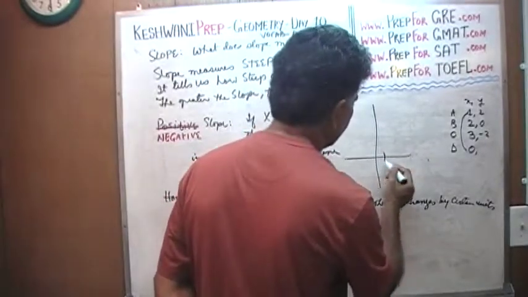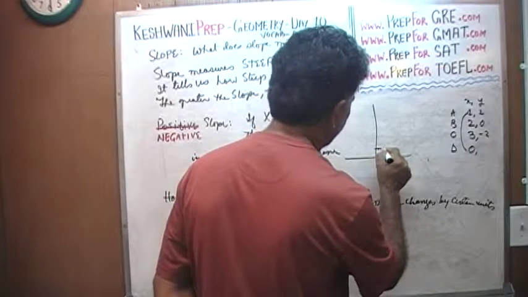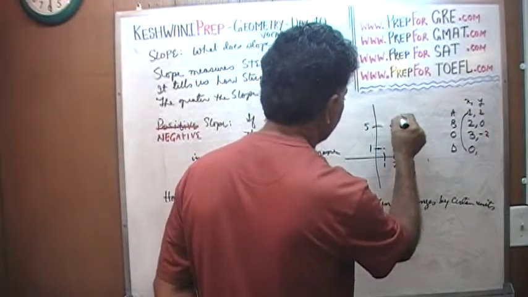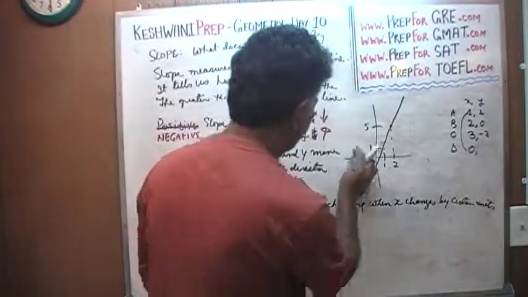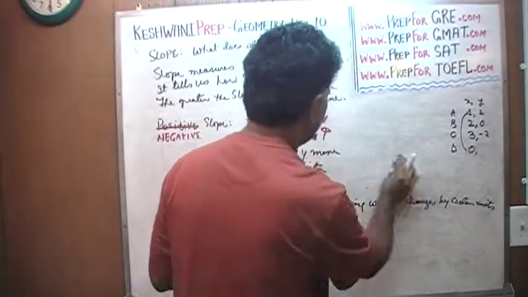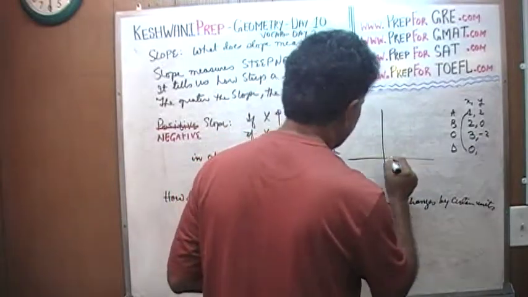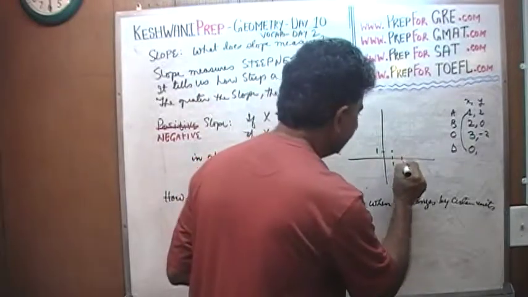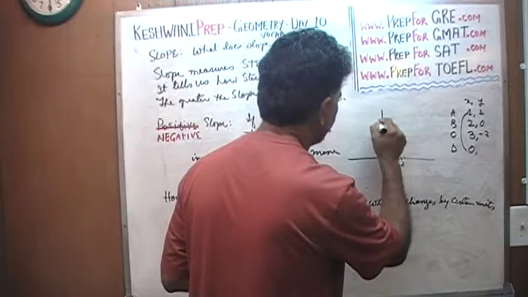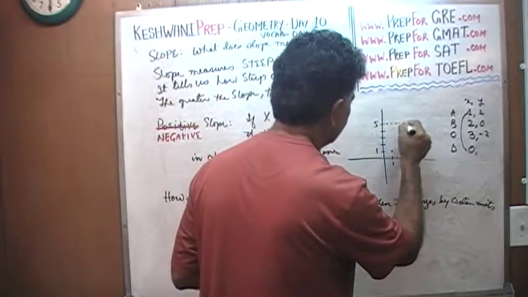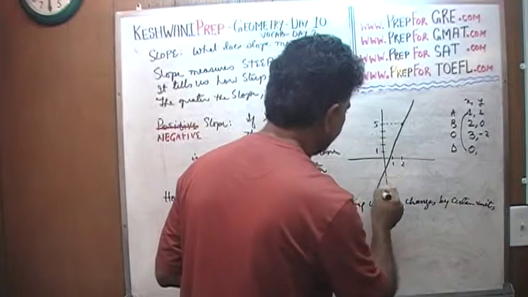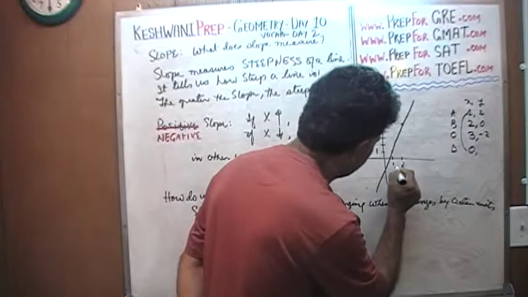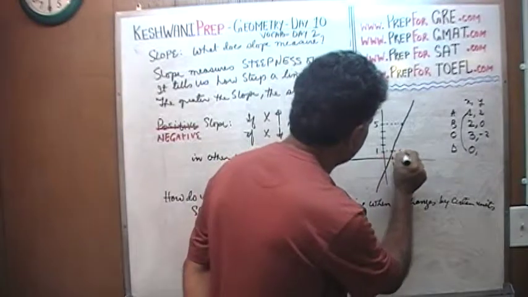If I start from here, x is 1, let's say y is 1. When x becomes 2, y is 5. Well, that's rising very fast. Let me do a proper job instead of doing it in a sloppy way. When x is 1, y is 1. So that's our starting point. When x is 2, let's say y is 2, 3, 4, 5. Well, that's a very steep line. This line tells us that for every 1 unit change in x, there is a 4 units change in y.